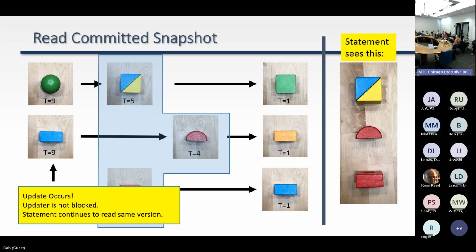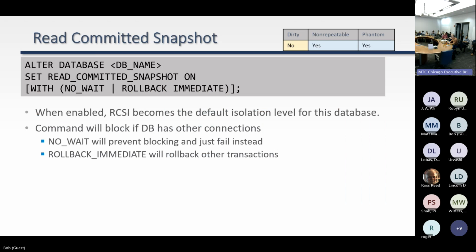It can update the values. And the statement that's reading, it's looking at the version store now, so it doesn't care. It sees what it started to see at the time it started. So the statement can read the same version it saw before, and an updater is not blocked. We just increased our level of concurrency by using read committed snapshot isolation.